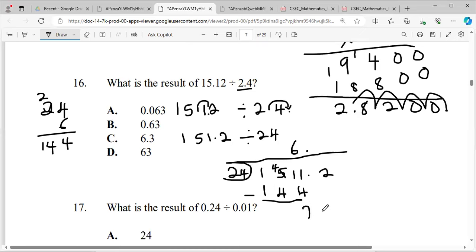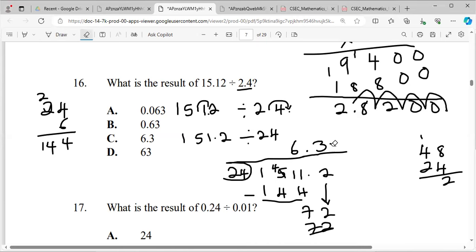Remember, we put in decimal point already. Carry down the 2. How many groups of 24 can we get out of 72? 24 plus 24, that's 48. Add the next 24. Exactly 3. No remainder, exactly 3. And 3 times that, 72. So our answer would be 6.3.